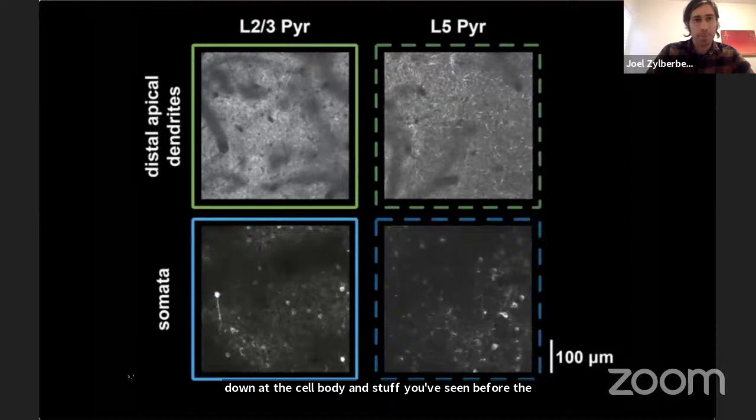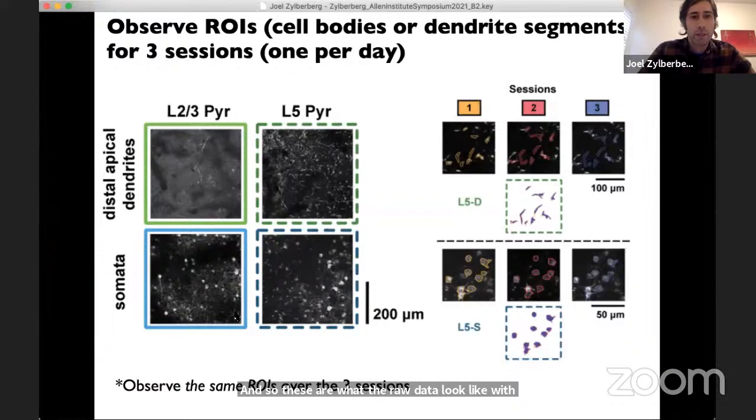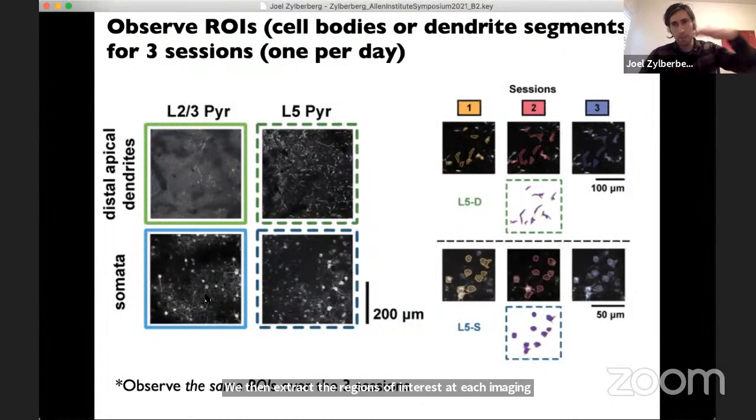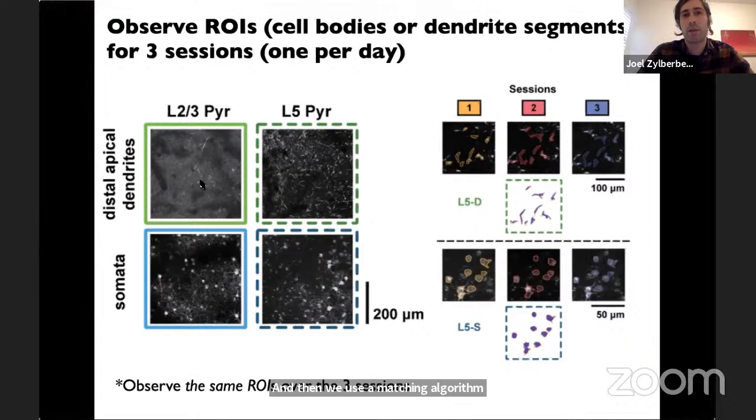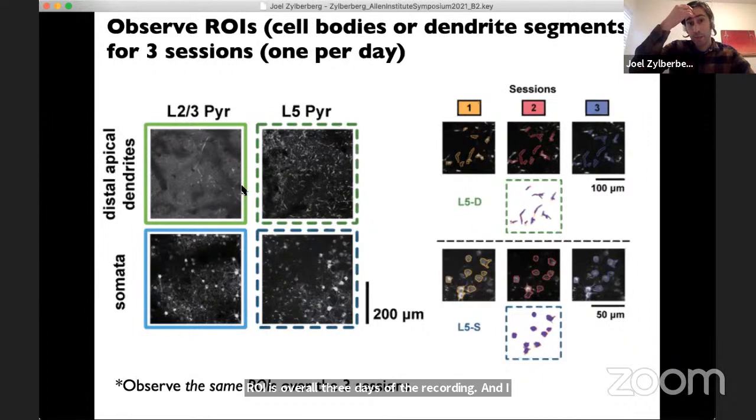We then extract the regions of interest at each imaging plane that are either the cell bodies for the deeper planes or individual branches of distal apical dendrite up at the brain surface. And then we use a matching algorithm to find the same ROIs over all 3 days of the recording. And I should mention for the apical dendrites in particular, this is really hard, right? These are micron-sized pieces of the brain. We're able to find the same ones in the same animal over 3 different days to track the evolution of how they respond.